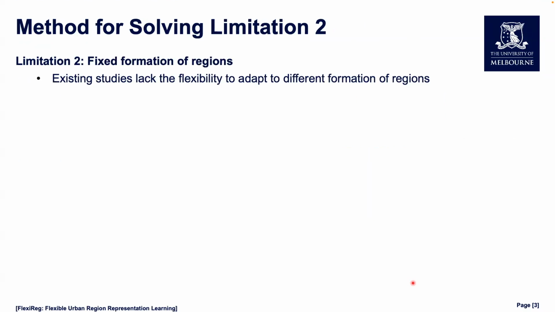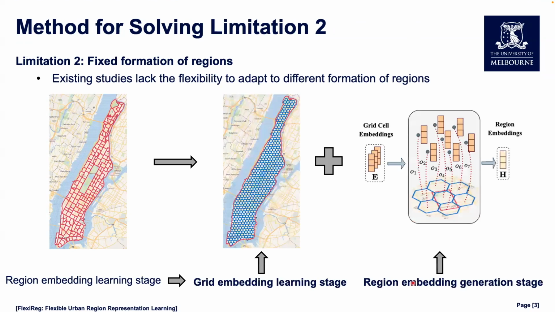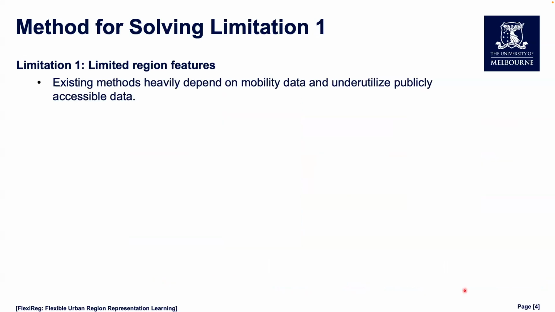In order to solve the second limitation, the current methods directly learn the embeddings of some predefined regions, but we divide this stage into two different stages, which are the grid embedding learning stage and the region embedding generation stage. This allows grid cell embeddings to be combined into region embeddings regardless of the region partitioning method.